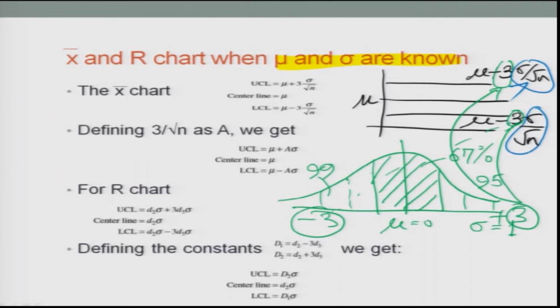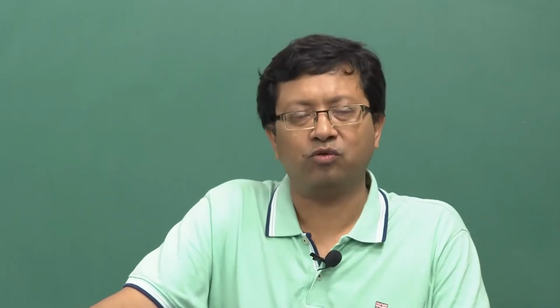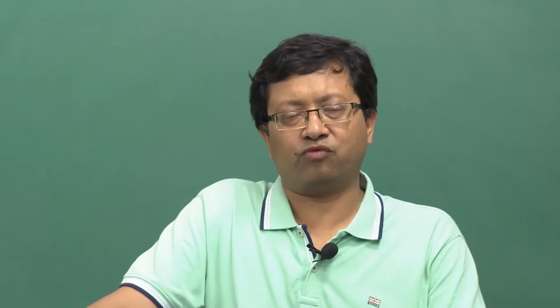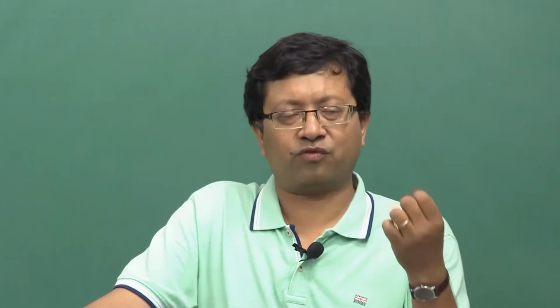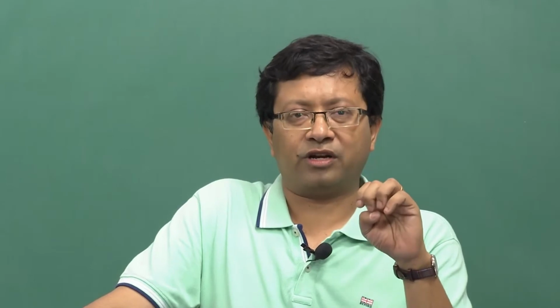If I want to decrease the limits to plus minus 2 sigma, obviously the value of 3 would be replaced accordingly. If I want to make it plus minus 1 sigma, the coefficient 3 would be replaced accordingly. So you have to be careful about what overall level of confidence you are using.